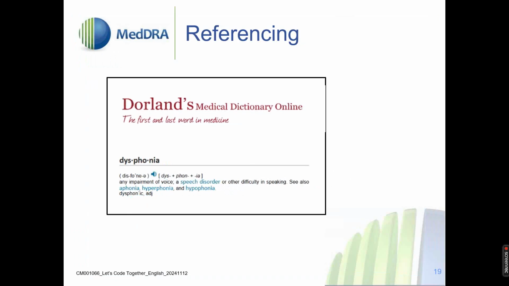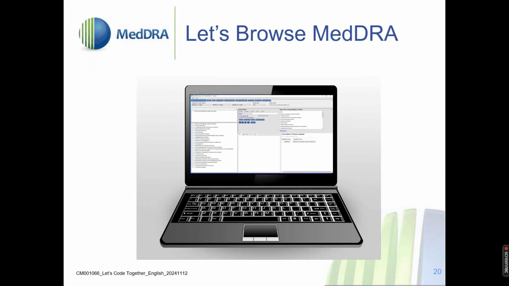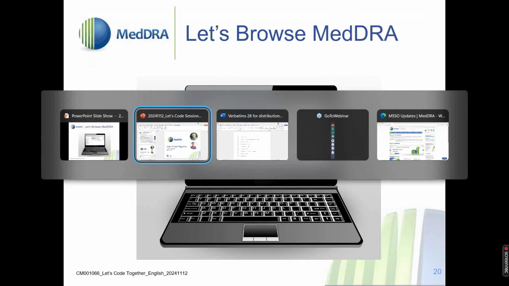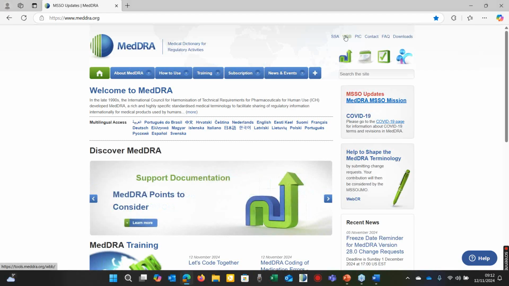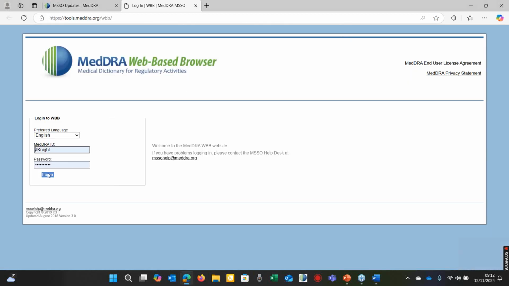Dysphonia is an impairment of the voice, a speech disorder or difficulty in speaking. So this is the actual sound that comes out. But looking back at our verbatim term, difficulty talking, we don't know which of those. It could be dysarthria, there could be dysphonia. We just don't know. So I'm going to go now to the browser and I shall look at the location for some of these terms to just see if we can find out a bit more about it.